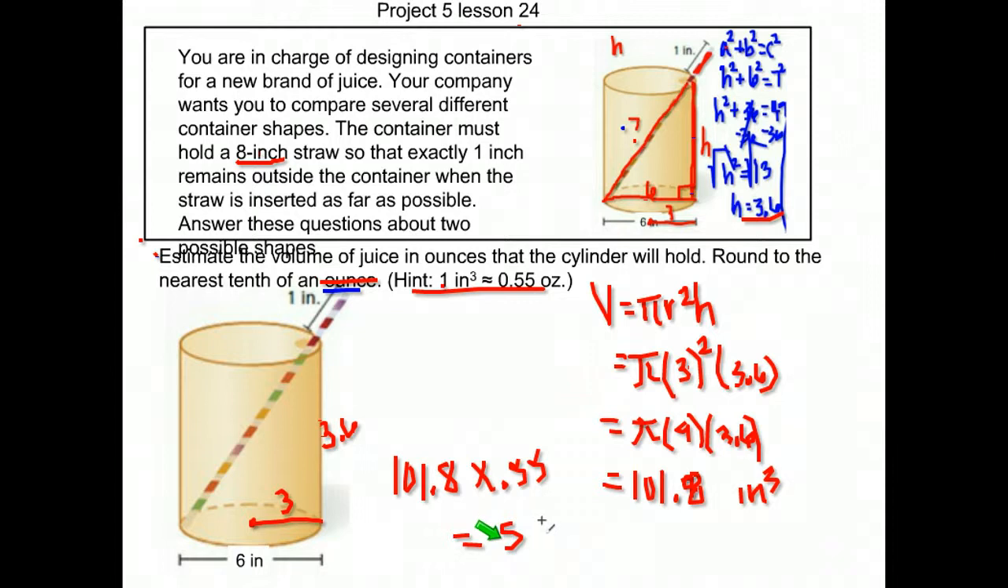When I do that, I get 55.99, which would round to 56. Okay, so the volume is 56 ounces, which is pretty big because of the adjustments I made for a cylinder with a straw in it.